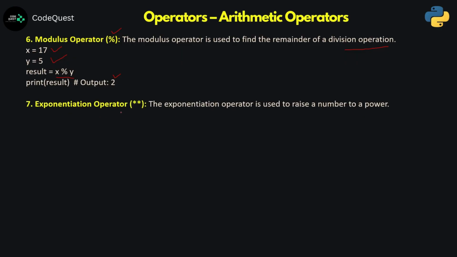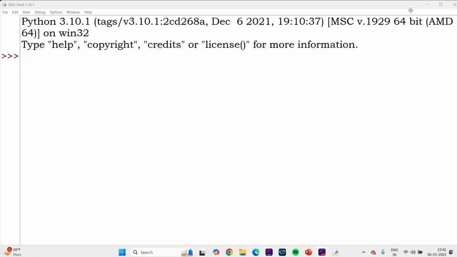Now the exponential operator is something where we use two asterisk symbols put together. So we understand only a single asterisk will be giving your multiplication or product of two numbers. But when we start using two asterisk symbols put together, that behaves like an exponential operator, which is going to raise a number to a power. For example, if I take x equal to 2, y equal to 3, when I am writing x asterisk asterisk y, that is nothing but 2 to the power 3, which results in 8.